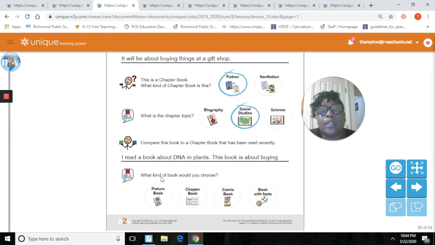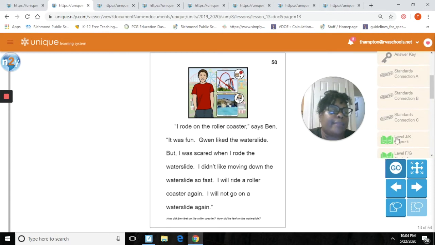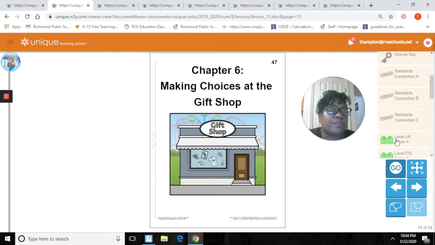It says, what kind of book would you choose? A picture book, a chapter book, a comic book, or a book with facts? Well, in this case, I would choose a chapter book because I like chapter books. Now you pick what you like. All right, let's move on. Let's get ready to read our story. I want you to listen carefully because you will be answering some questions at the end of the story.